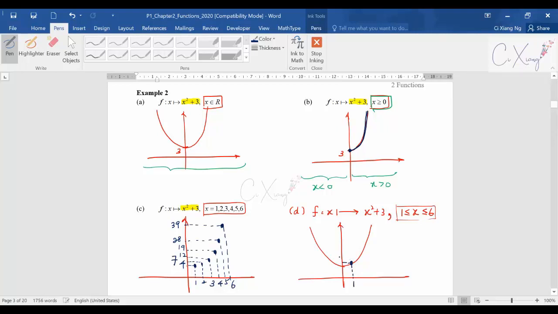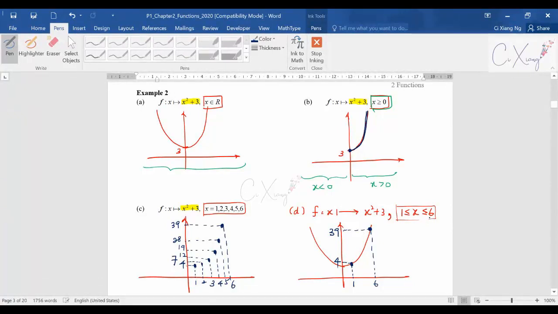Okay, and then what's the value here? 1 squared plus 3 is a 4. And then the last value they want you to consider is a 6. So let's say I label this as a 6. Then what is the value here? The value here will be 6 squared plus 3, which is 39.